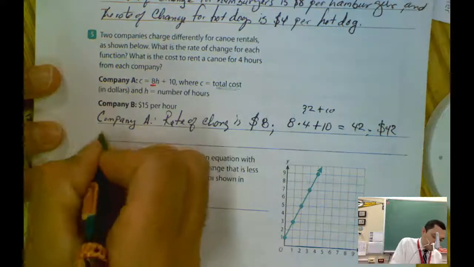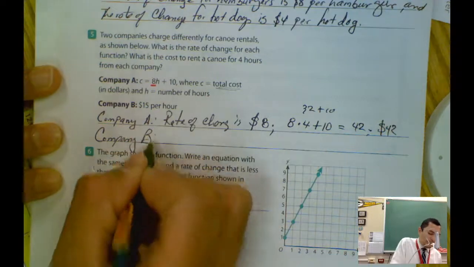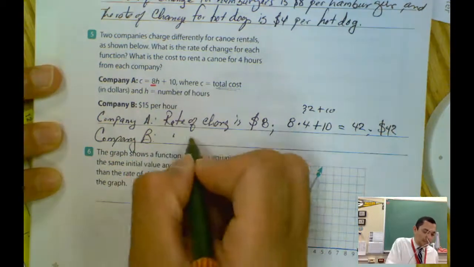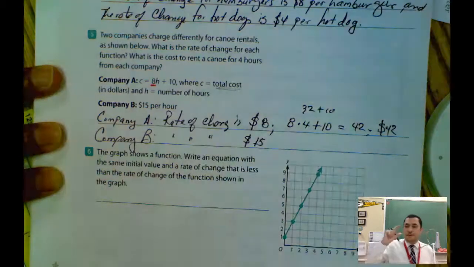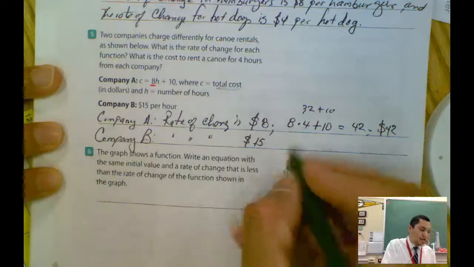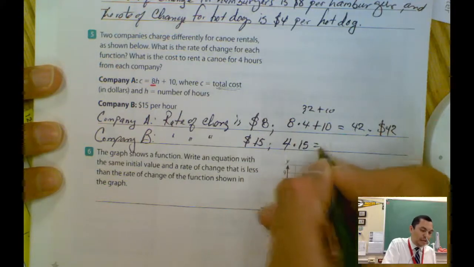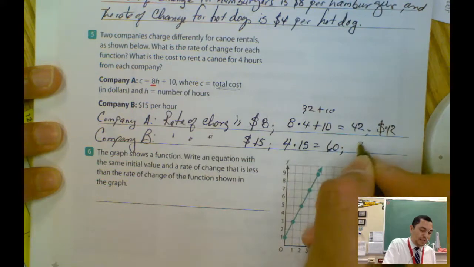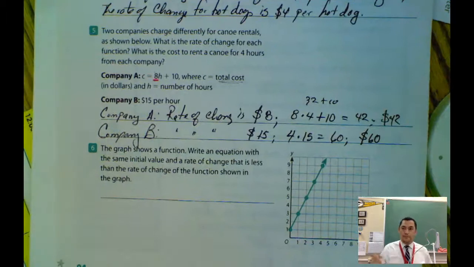Now company B. In this case, the rate of change is $15 per hour. So 15 is the rate of change. So what I do is just multiply 4 times 15 equals 60. So the second company, it costs $60 to rent.